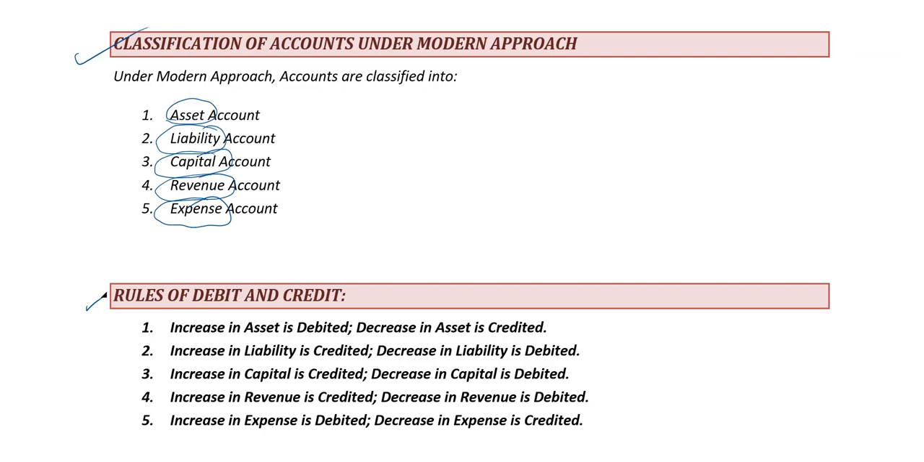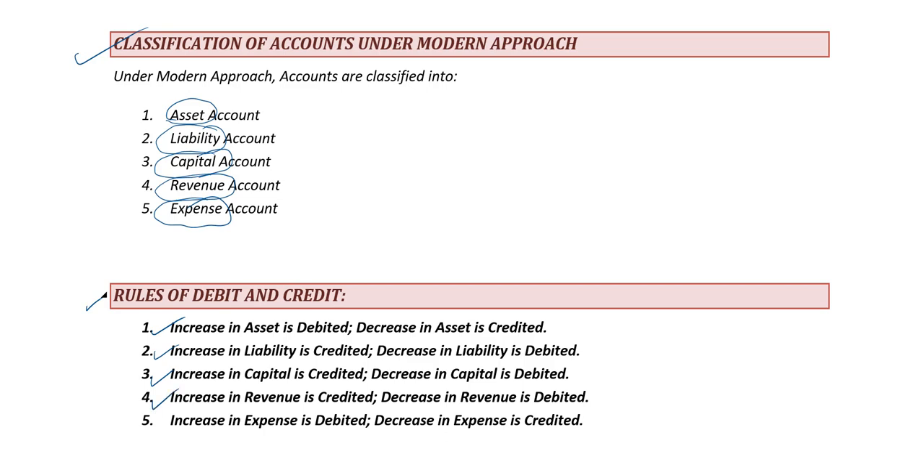Increase in asset is debited and decrease in asset is credited. This is the rule for the asset account. The rule for liability account: increase in liability is credited and decrease in liability is debited. For capital account, increase in capital is credited and decrease in capital is debited.